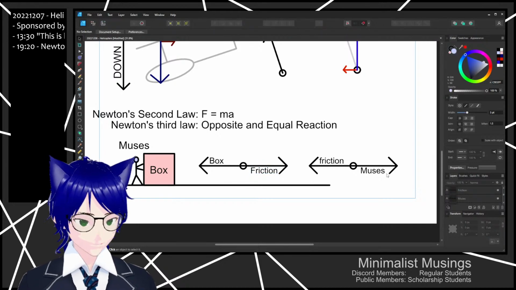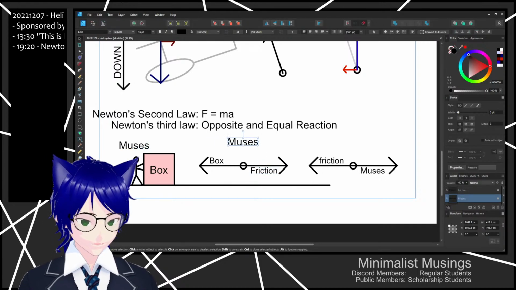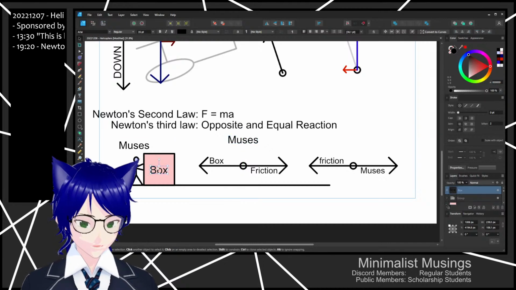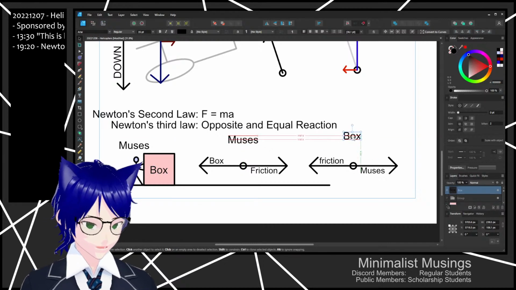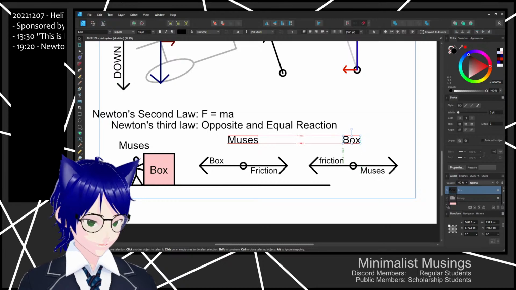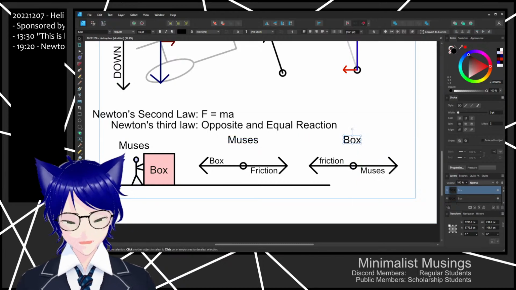Right? And this is what Muses actually looks like. So this is the Muses system. And then this is the... Am I making any amount of sense? Is anyone understanding what I'm saying?